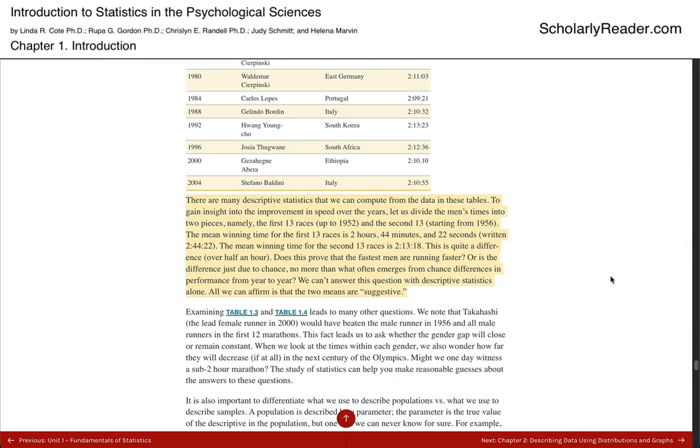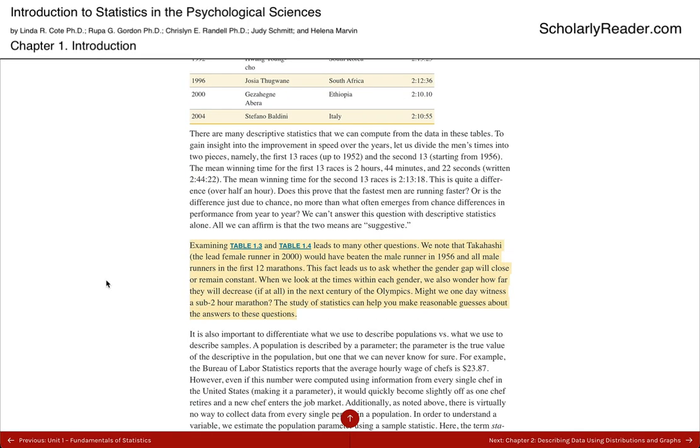Does this prove that the fastest men are running faster? Or is the difference just due to chance, no more than what often emerges from chance differences in performance from year to year? We can't answer this question with descriptive statistics alone. All we can affirm is that these two means are suggestive.